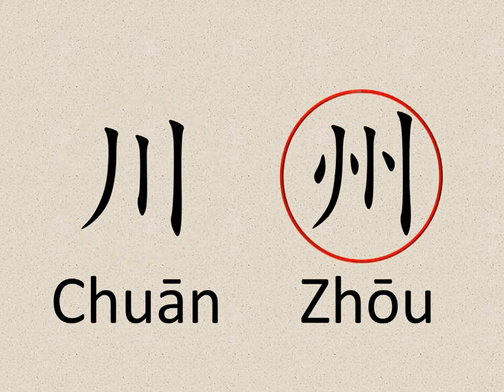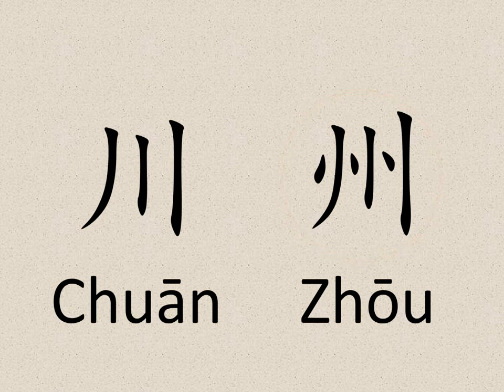Now look at 州. Three small dots or dashes have been added. These represent islands or land. Flowing water is a river. The combination of flowing water and land is a territory worth mentioning. These two characters are pretty easy to remember, don't you think?